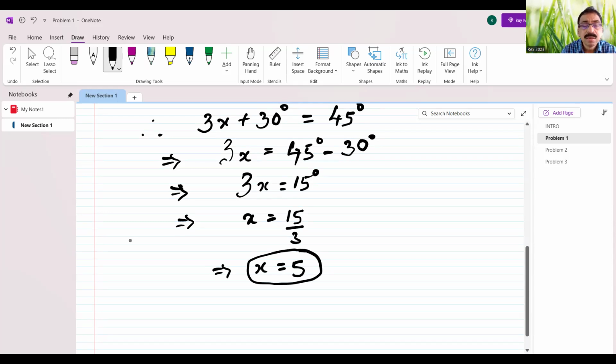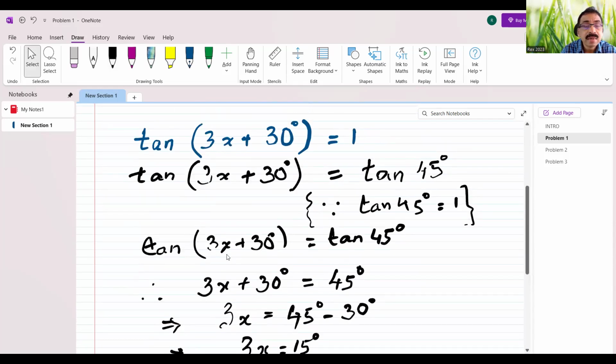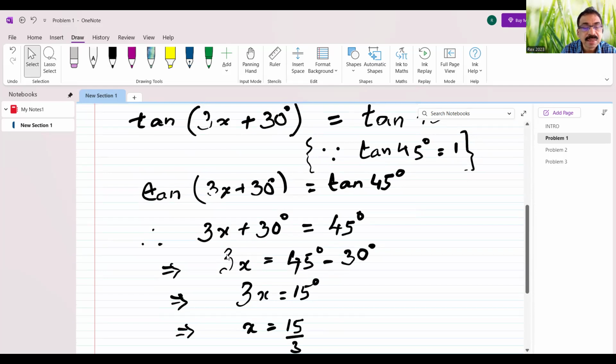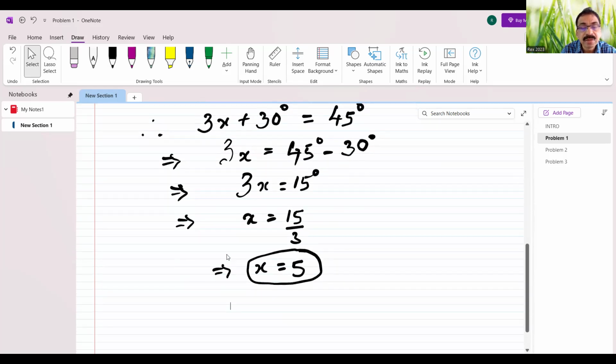Simple question. All you have to do is convert the right hand side in terms of whatever is there on the left hand side. The left hand side is tan, so you have to convert that 1 into tan. Look for the angle for which tan will give you an answer of 1. That is tan 45. Once you do that, remember if tan of A is equal to tan of B, it means A is equal to B. That's what we're doing here. Tan of 3x plus 30 degrees is equal to tan of 45. Hence 3x plus 30 degrees is equal to 45. 3x is equal to 45 minus 30. We get an answer of 15 for 3x, and from that x is equal to 5.